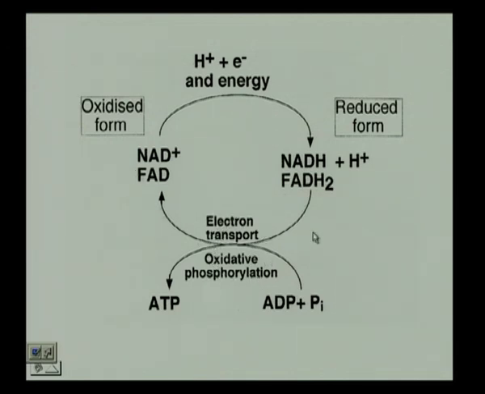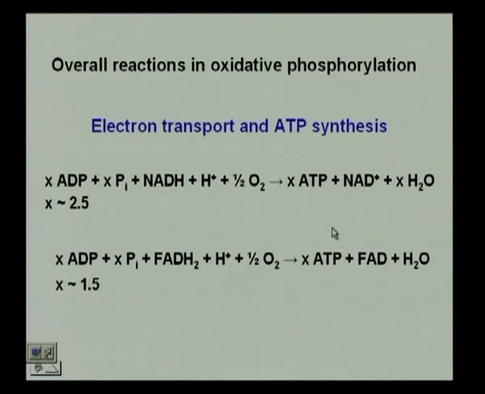In the whole set of electron transport systems, we have the oxidized forms, the NAD plus and FAD, going to NADH and FADH2, the reduced forms. In the event of creating a proton transfer, a proton motive force, then with the oxidative phosphorylation, it creates our ATP, which eventually gives us the overall reactions in oxidative phosphorylation that provide us with ATP synthesis.